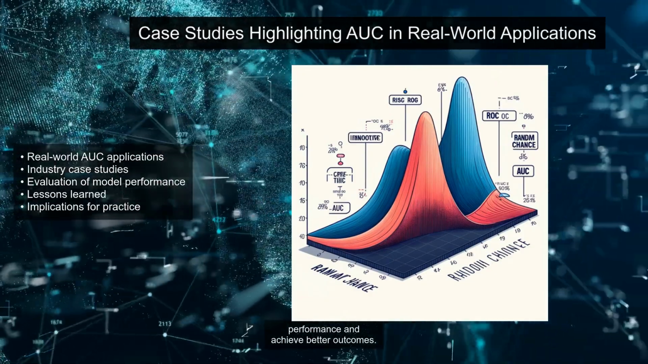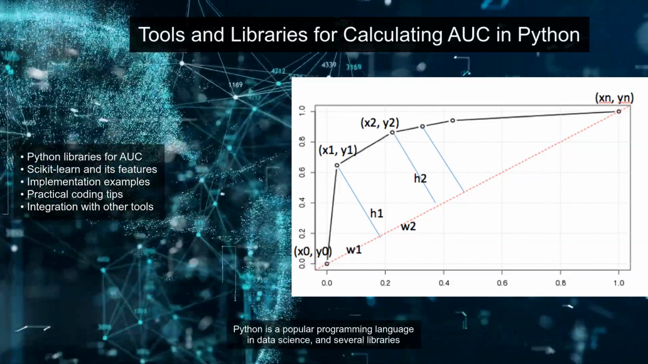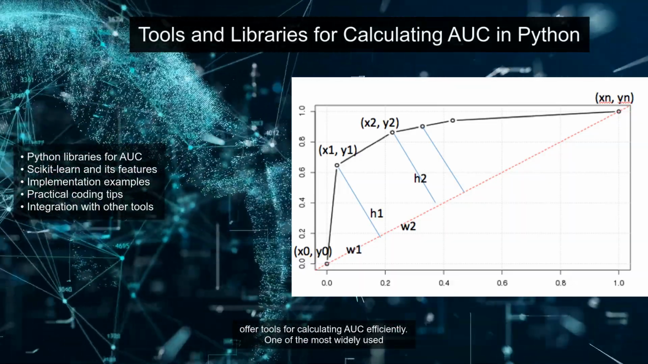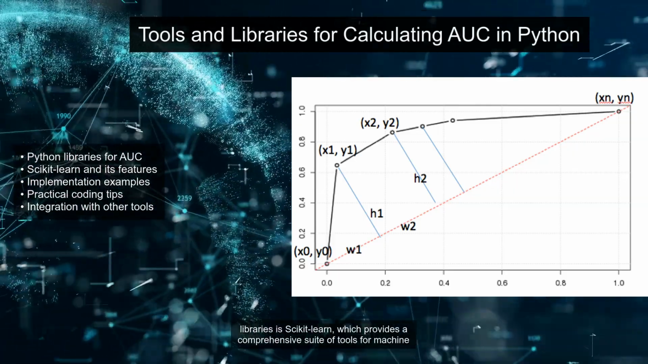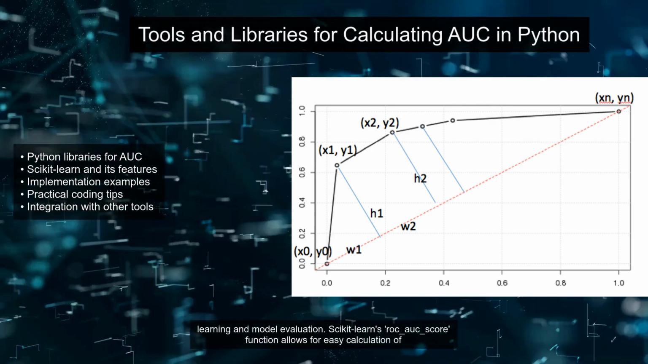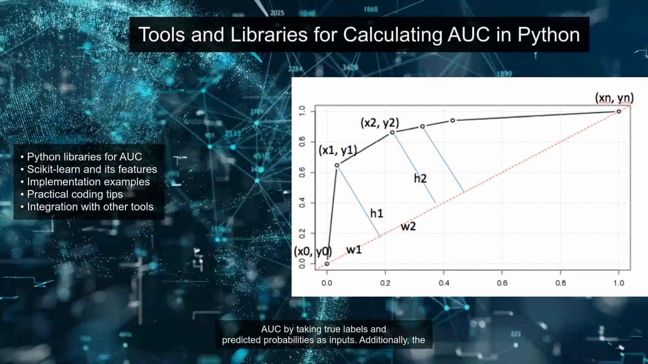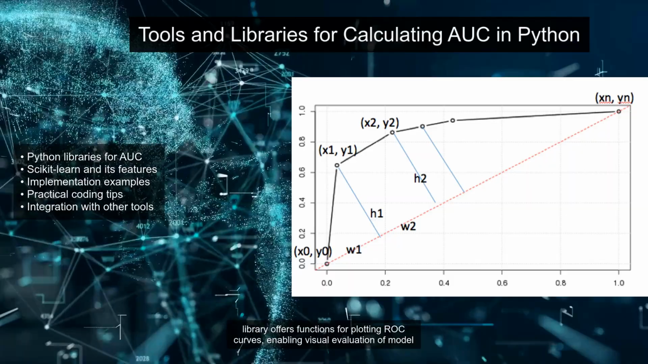and achieve better outcomes. Python is a popular programming language in data science, and several libraries offer tools for calculating AUC efficiently. One of the most widely used libraries is Scikit-learn, which provides a comprehensive suite of tools for machine learning and model evaluation. Scikit-learn's roc_auc_score function allows for easy calculation of AUC by taking true labels and predicted probabilities as inputs. Additionally, the library offers functions for plotting ROC curves, enabling visual evaluation of model performance.